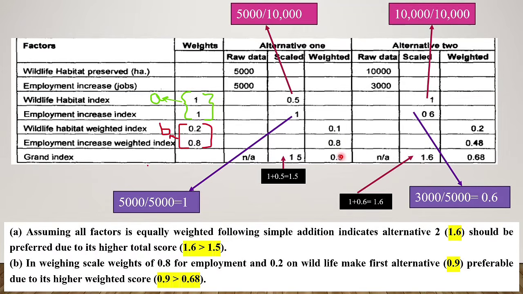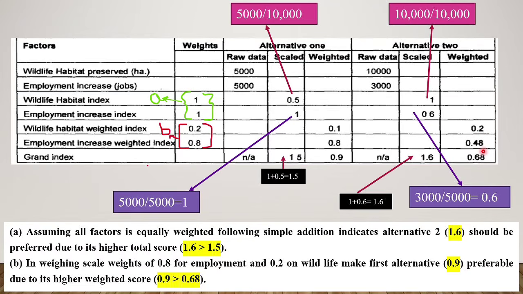Likewise, for alternative 2, we have to again calculate the weighted values. So 1 multiplied by 0.2 will be 0.2, then 0.6 multiplied by 0.8, it will be 0.48. Then we will aggregate these two values, 0.68.